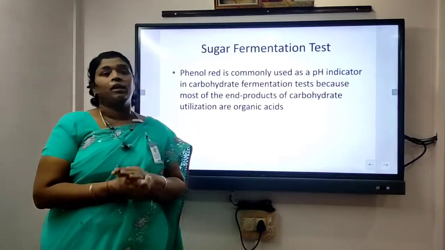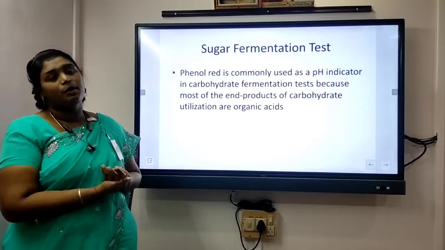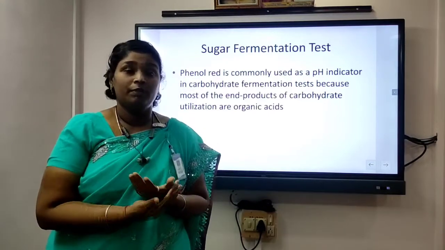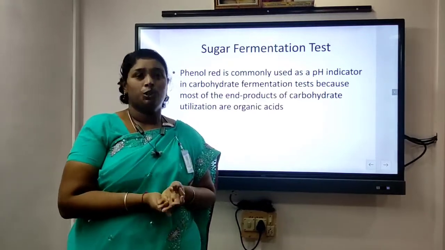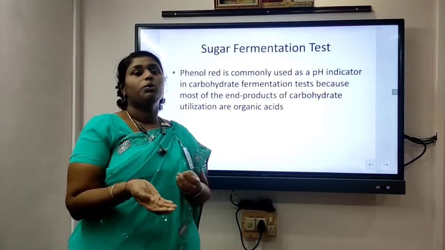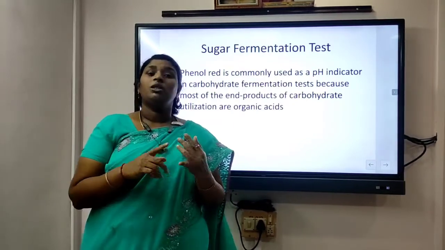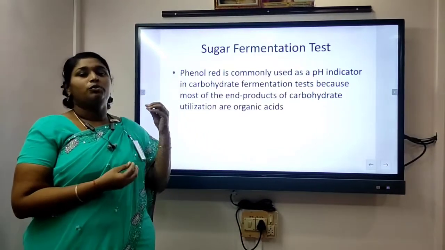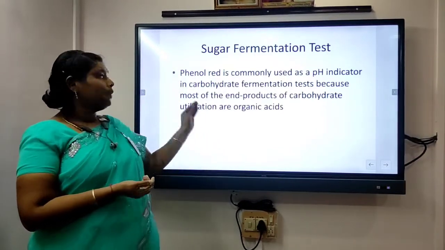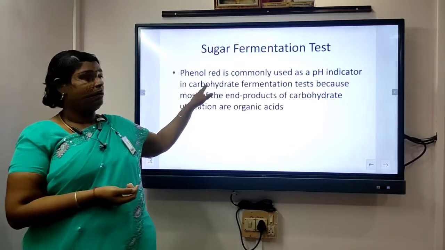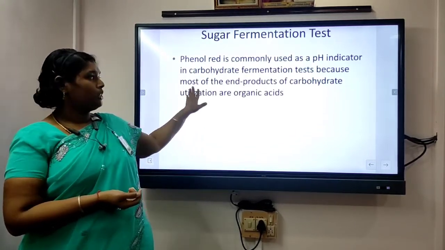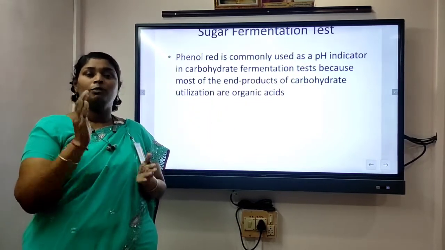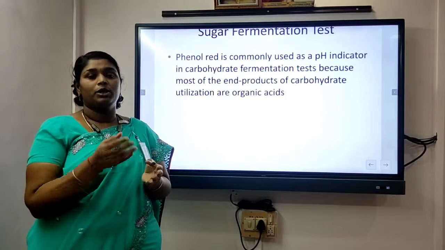So what is the common medium or common indicator used for the sugar fermentation test? In this test, the medium we use is nothing but the sugars. The common sugars can be used at 5% or 10%, depending upon the medium we are selecting. With that we will be adding a pH indicator, that is phenol red. This phenol red can be used as a pH indicator so that it can show the acid or alkaline productions in the medium.